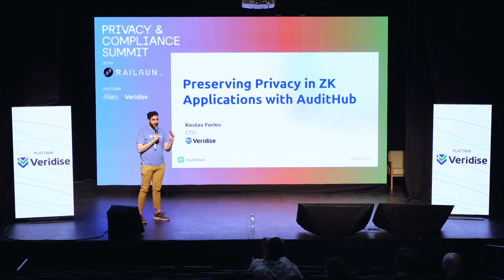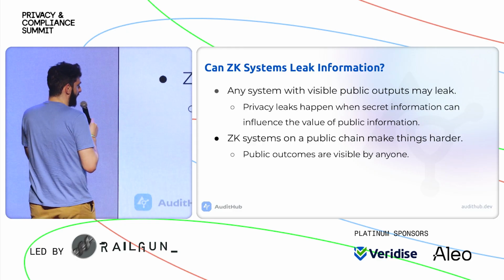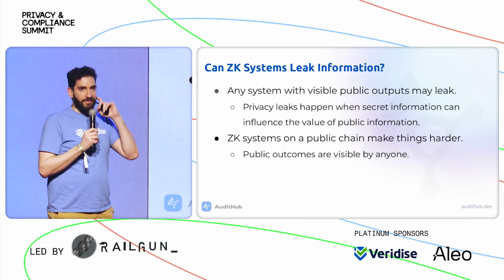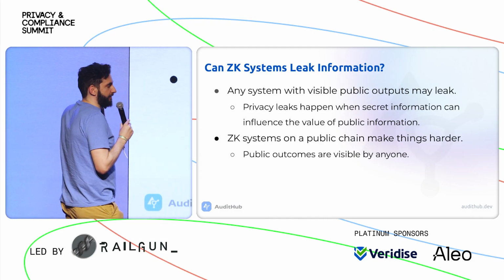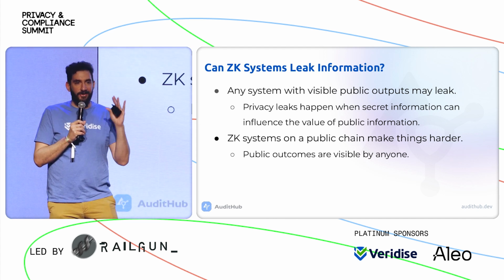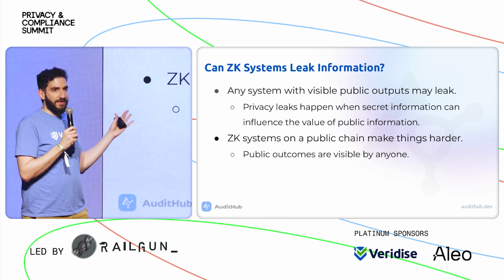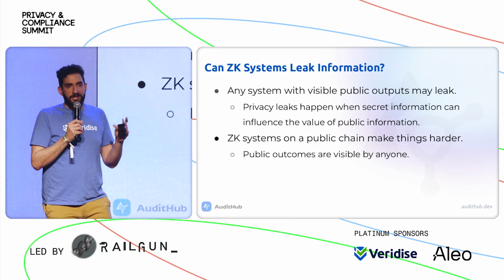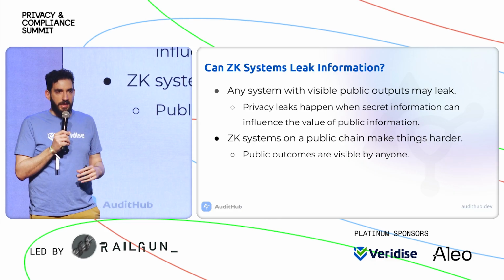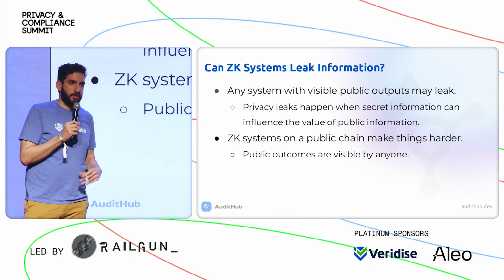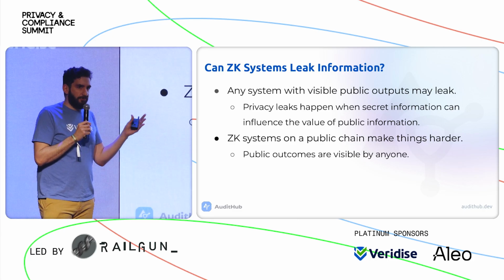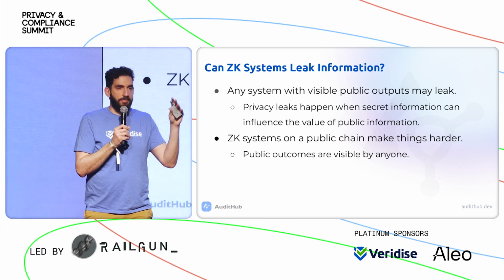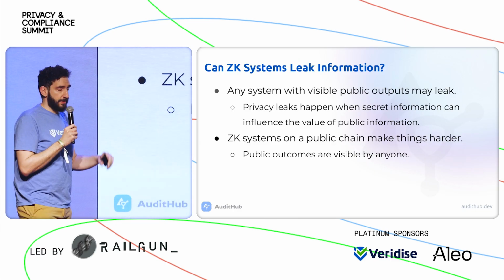But before I do that, I just wanna mention how a ZK application can actually leak information, because up until now we've kind of been taking privacy as a given, but when you start looking at code, things might start to get leaky. So generally speaking, any kind of system that has a public output has the potential to actually leak information if some public output can be influenced by the value of a secret.